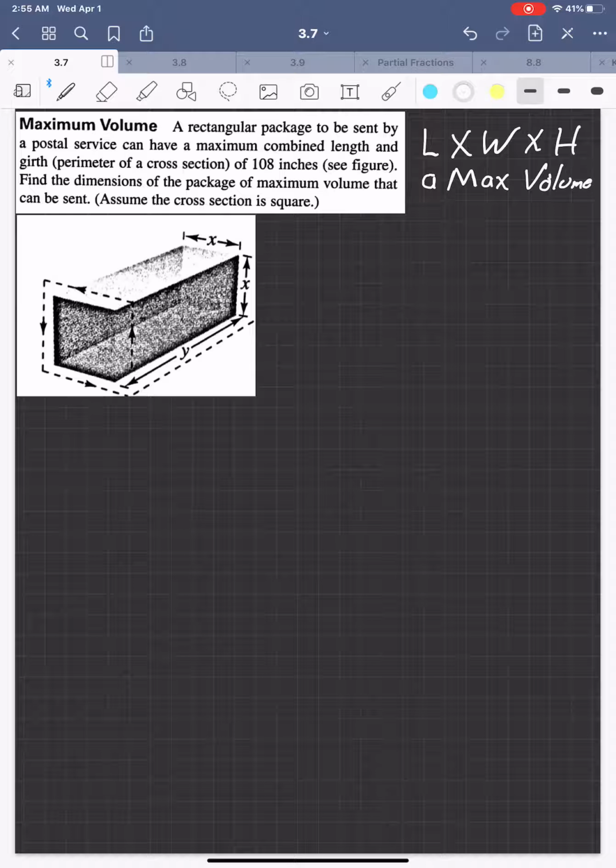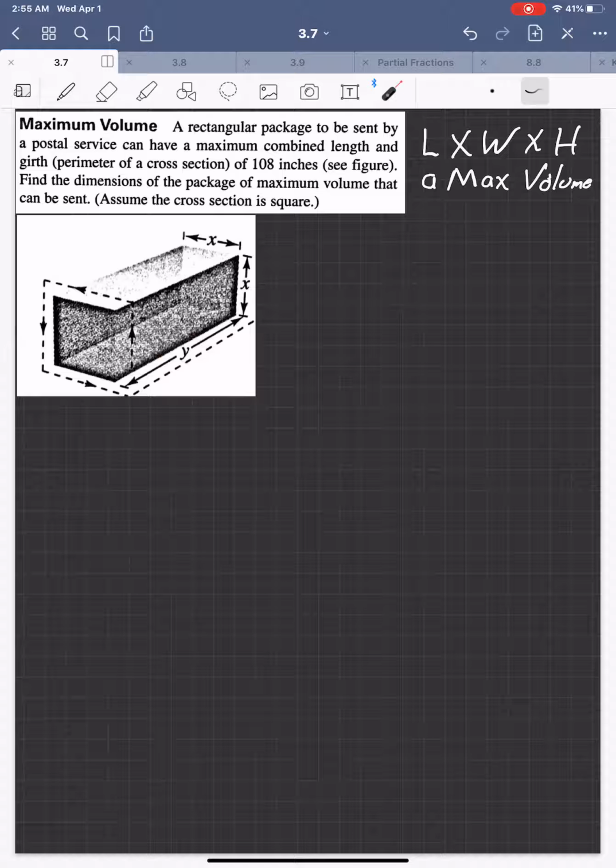Right? So let's see if we can start to piece some things together. Well, I'm going to use this figure that was provided for this problem. And one of the things that I'm noticing in this figure is that we have these square ends. X, the length of x is the same for both of these dimensions here. And then we also have a y.